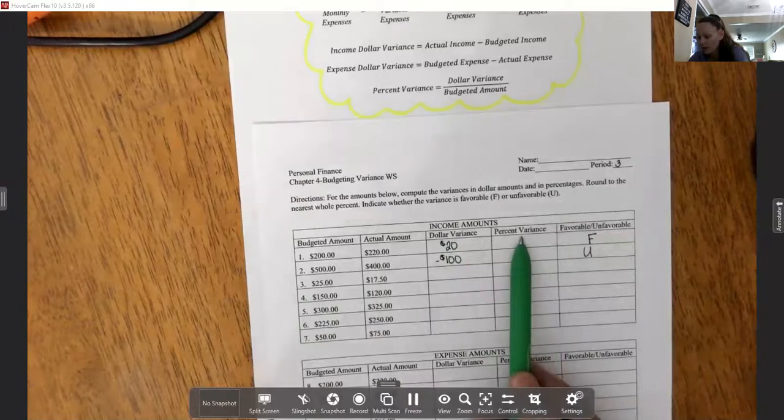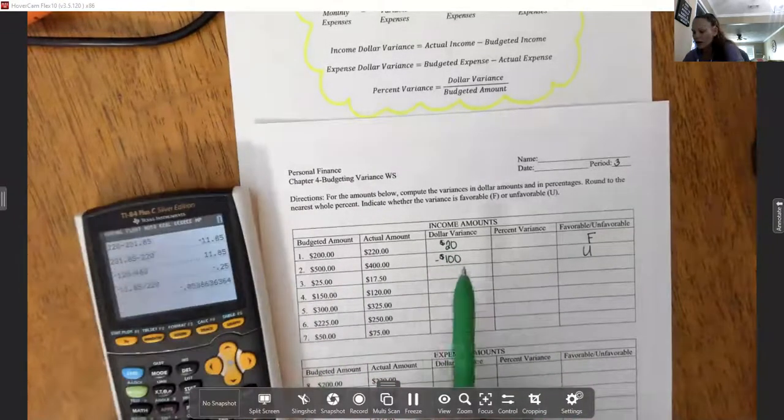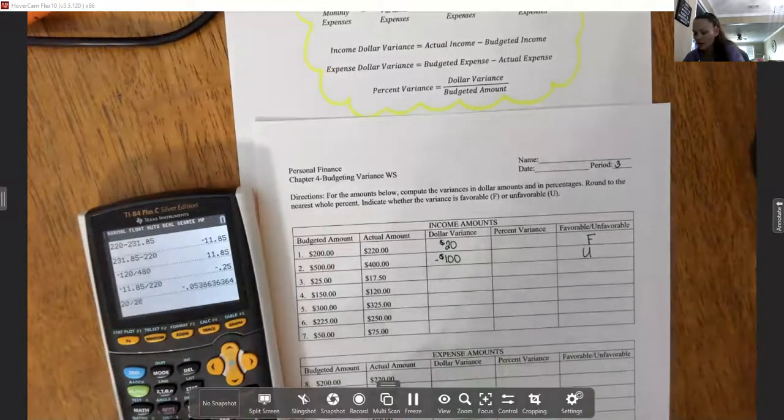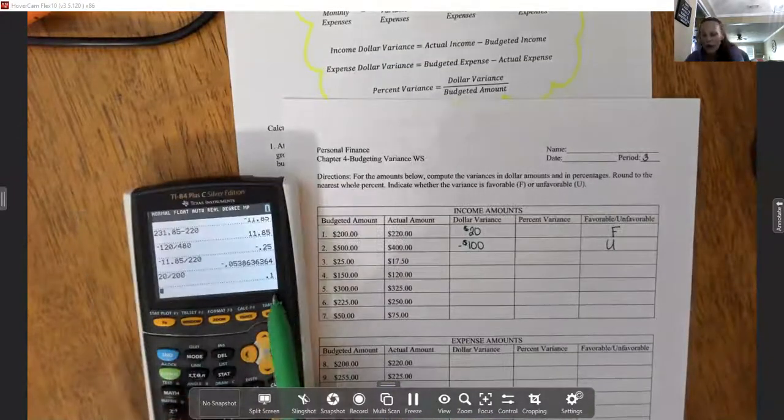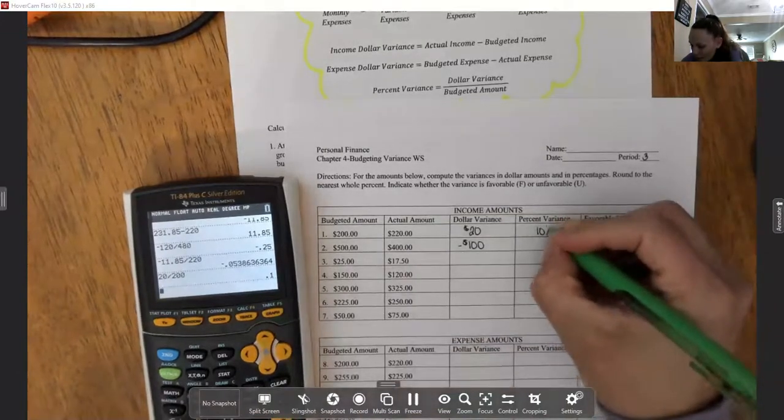To do the percent variance, you do the dollar variance divided by the budgeted amount. So here, $20 divided by 200. Notice it says 0.1 for percents. That's not 1%. You move it 2 places, that's 10%.